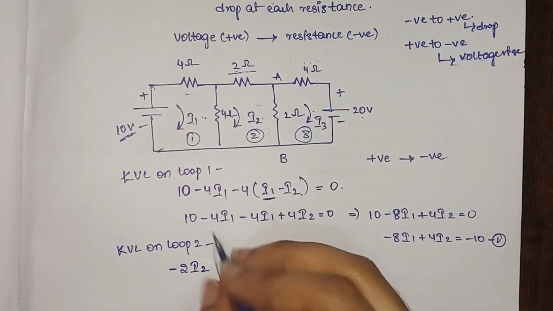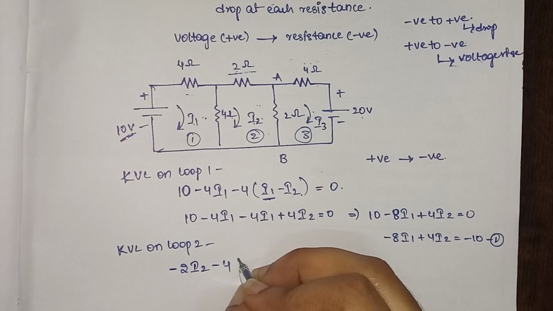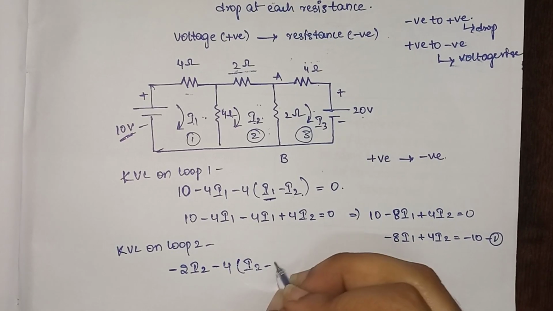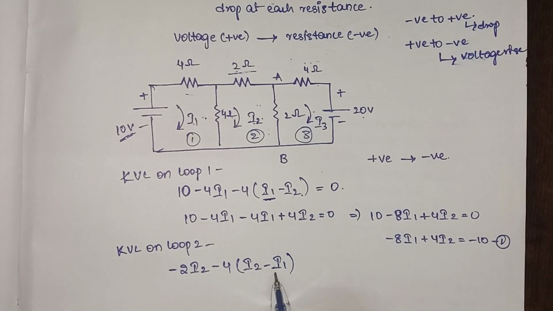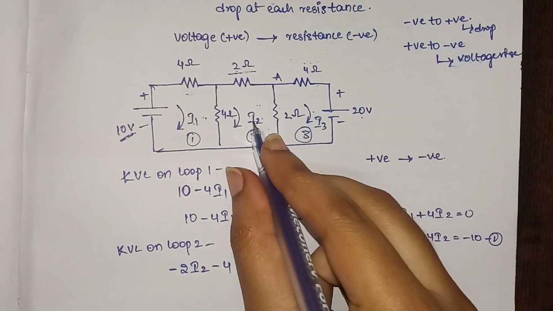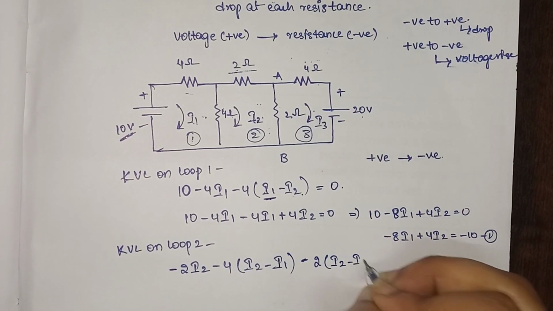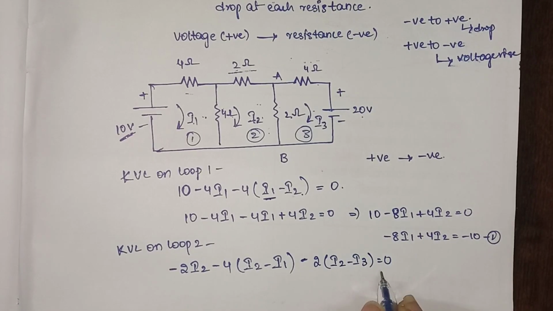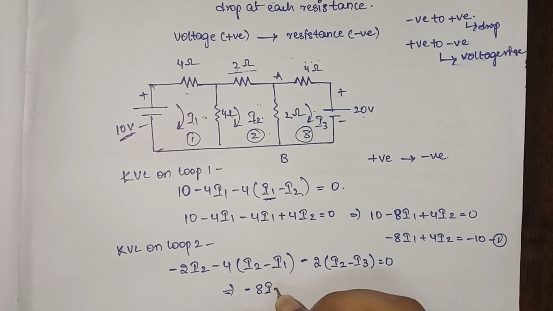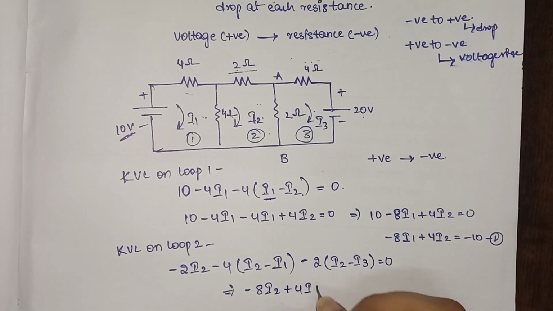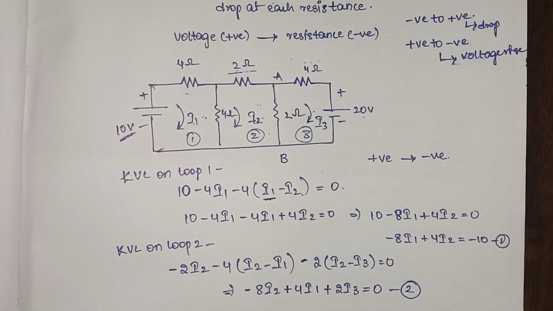And then this 4 ohms is used for I2 and I1, but in this case we will consider I2 minus I1. Why? Because we are doing it on loop 2. Loop 2 has a current of I2. So minus (I2 minus I1), and then again 2 ohms is used by I2 as well as I3, so we will use it as 2 into (I2 minus I3) is equal to 0. If you solve this particular part, I'll get an equation of minus 8I2 plus 4I1 plus 2I3 is equal to 0. This will be my second equation.